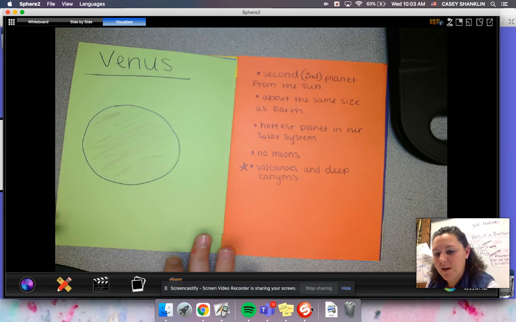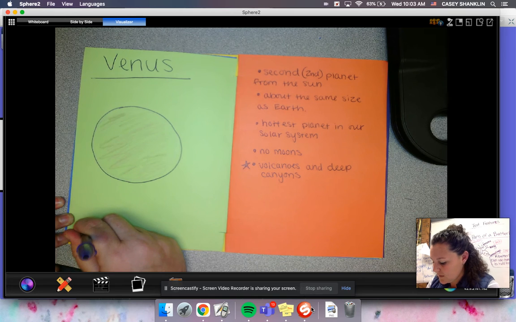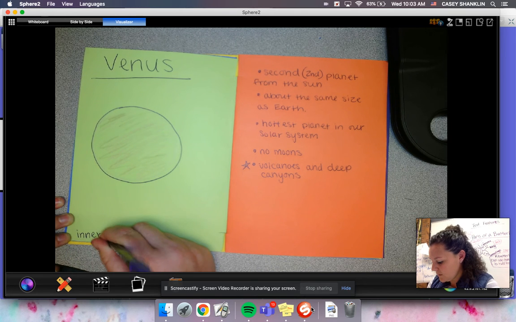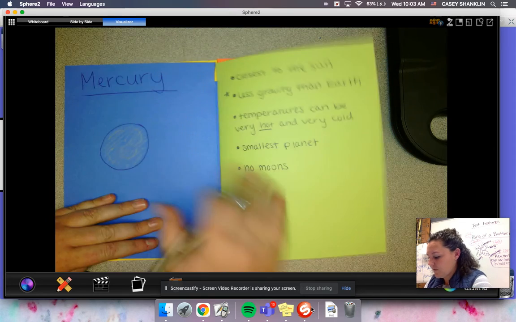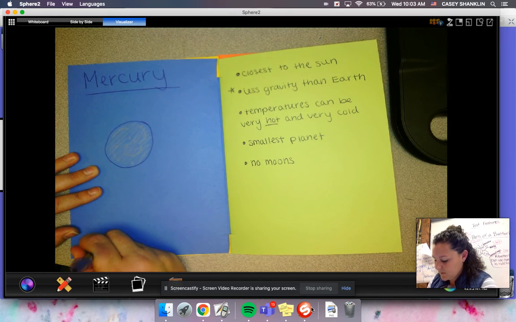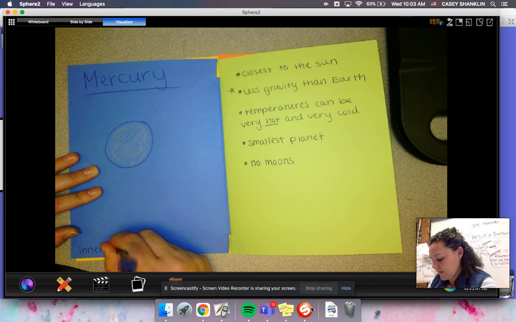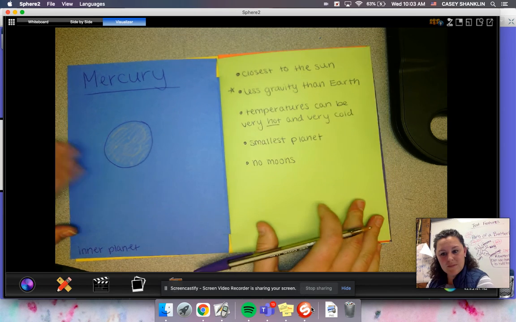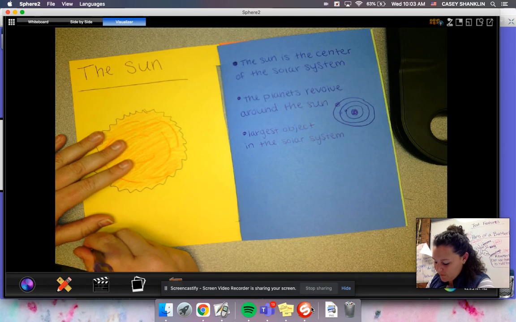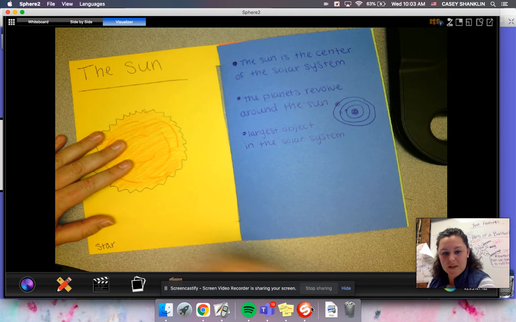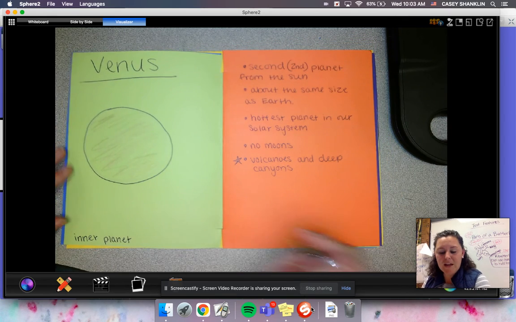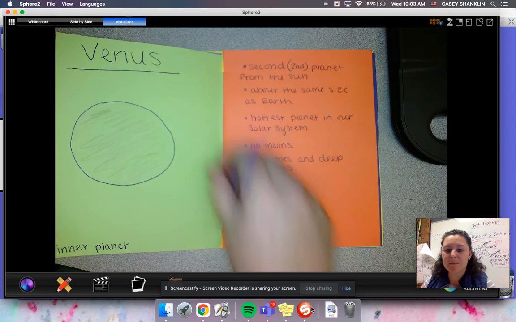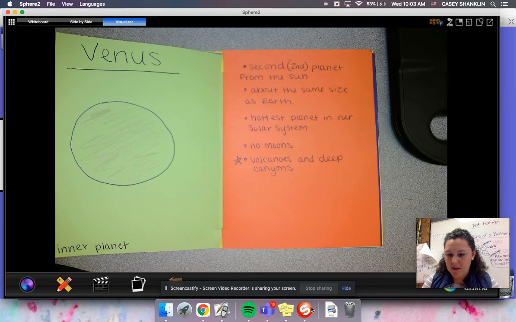And actually, I want you to go back real quick. At the bottom of Venus, we're going to write inner planet. And at the bottom of Mercury, we're going to write inner planet. And at the bottom of Sun, we are going to write star because it is actually a star. You can go back and color your planets or add some more diagrams to help you remember your notes if you want. And take a picture of your notes when you are finished.